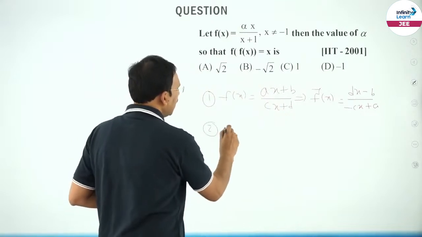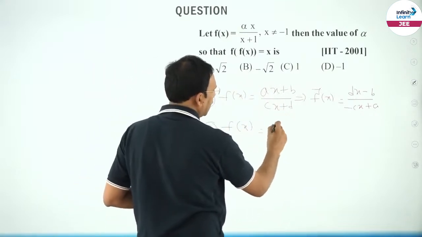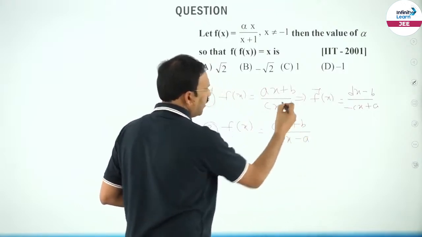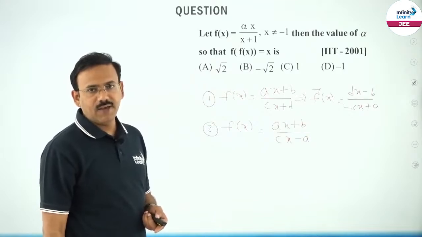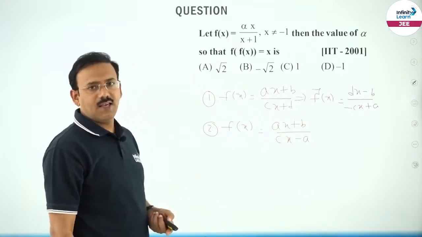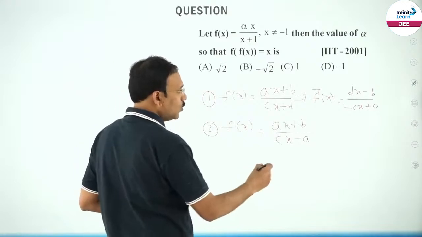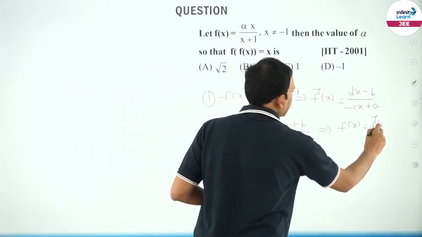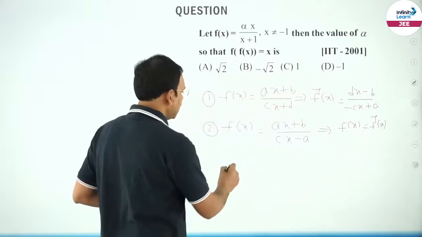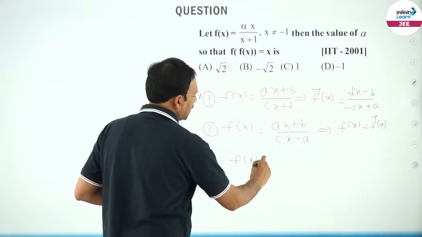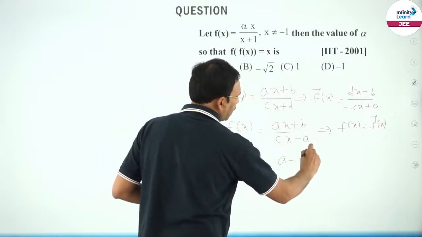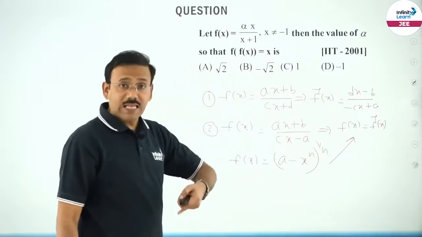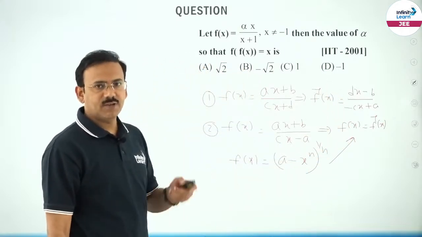Second, friends, if f of x is like (ax plus b) by (cx minus a), where d is the opposite sign of a, in this case you will observe that f of x and f inverse of x will be the same. Not only this, friends, other standard functions are also there, such as (a minus x to the power n) whole to the power 1 by n. Even for this function, it is self inverse, the inverse is itself, right.